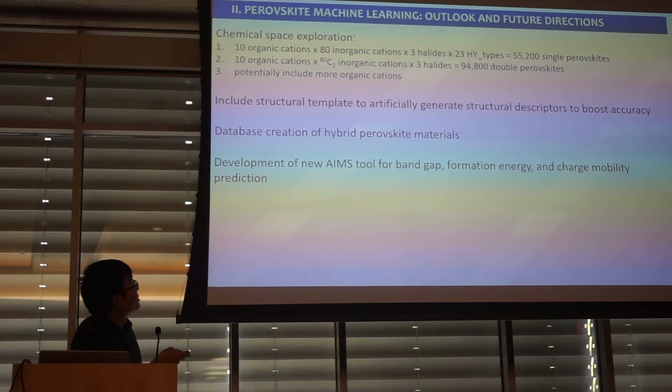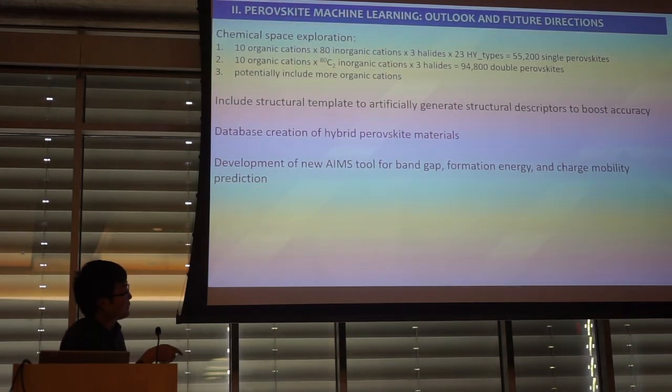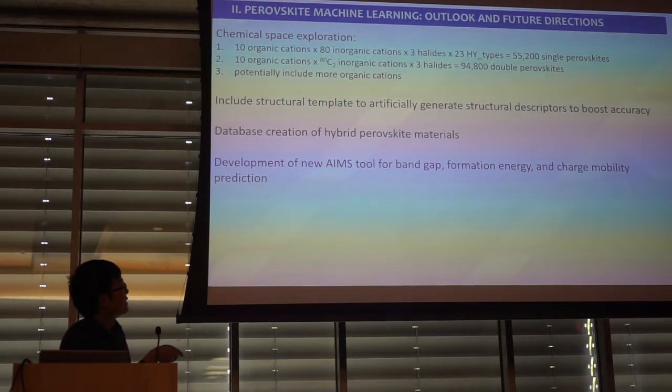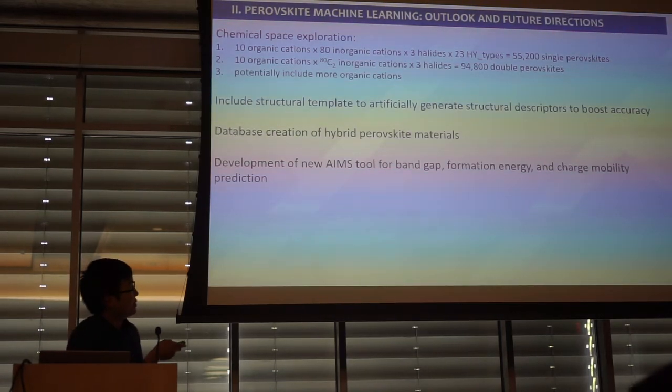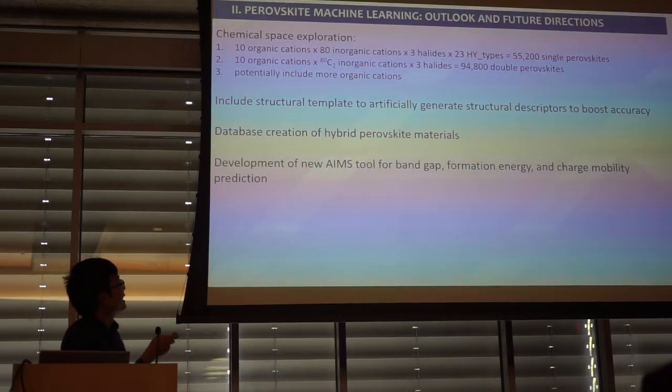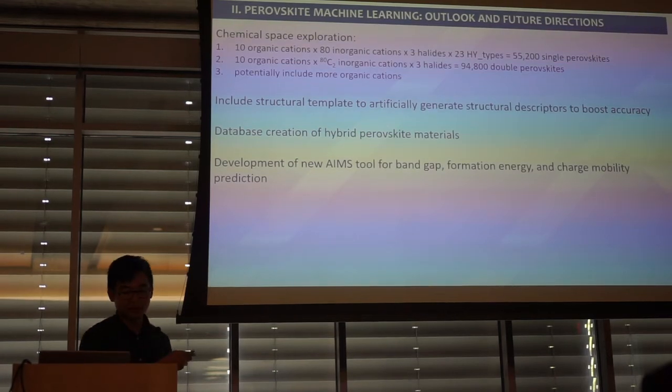And we could also think about creating a database of hybrid perovskite materials using this model. And we could also think about implementing this machine learning model as a tool in our group's software library that's currently in development called AIMS, to quickly make predictions of band gap, formation energy, and effective masses just from the composition.